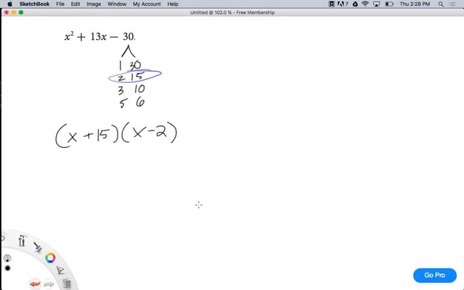You see how those rules make it fast? You don't have to think too hard. See? That's positive, so the bigger is positive. If that's negative, I'm looking for the difference. This is negative, I'm looking for the difference. If it's positive, I'm looking for the sum. Okay?